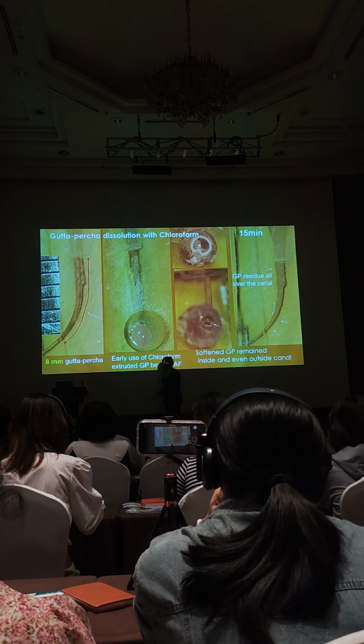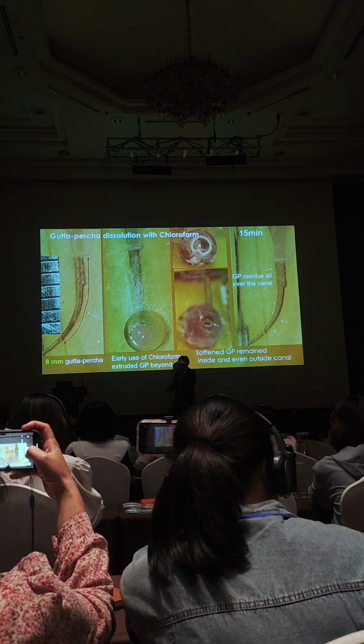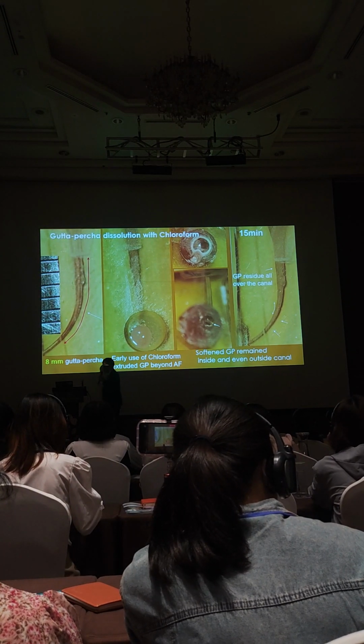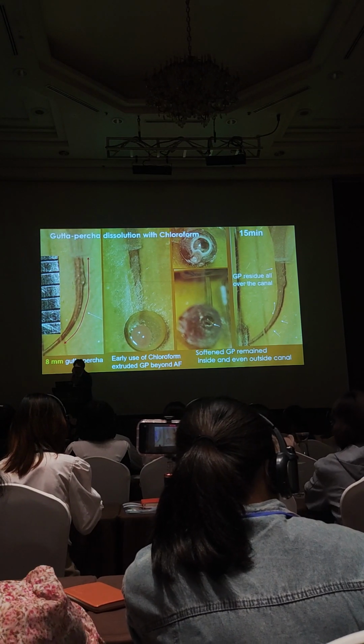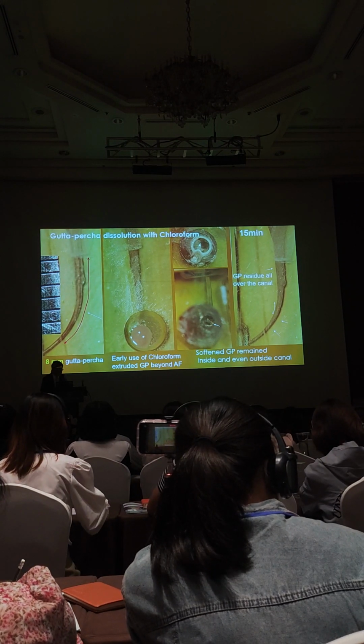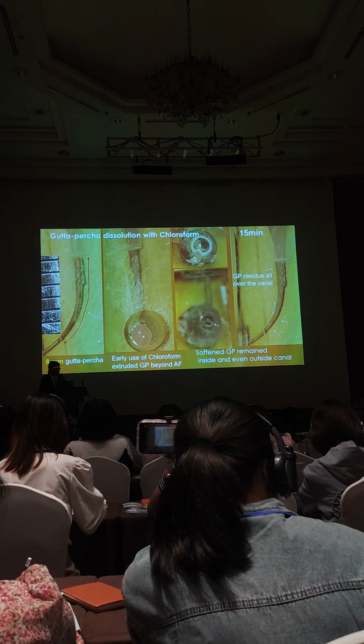So you need to wait until the gutta-percha is 3 millimeters remaining inside the root canal. First, you should use a mechanical method to remove the gutta-percha. And if you have gutta-percha remaining 3 millimeters inside, now it's time to use chloroform.